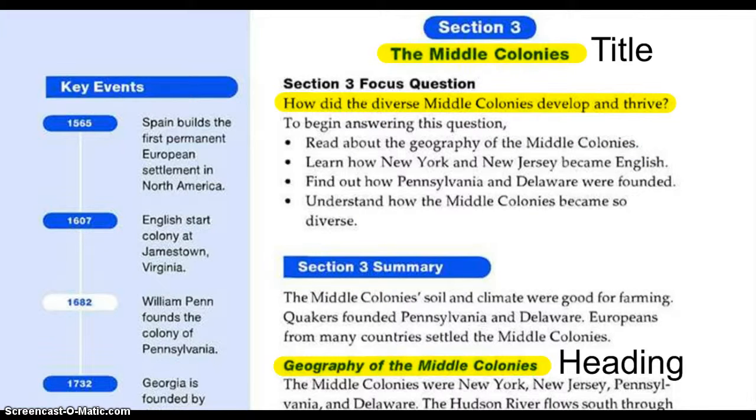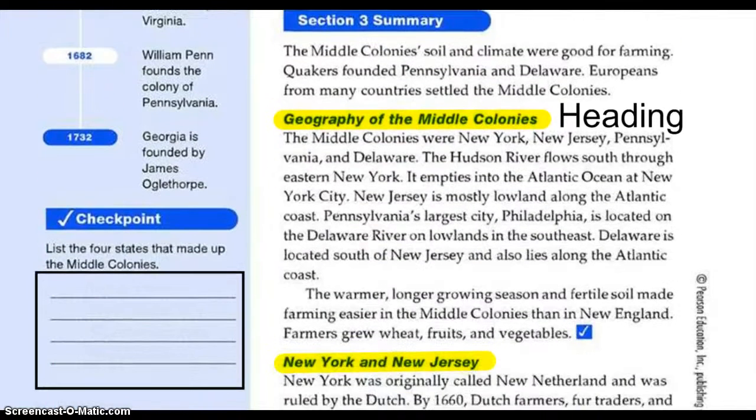Okay, so now we're going to go on to the next section, starting right here where it says the Middle Colonies. The Middle Colonies' soil and climate were good for farming. Quakers founded Pennsylvania and Delaware. Europeans from many countries settled the Middle Colonies. Geography of the Middle Colonies. The Middle Colonies were New York, New Jersey, Pennsylvania, and Delaware. The Hudson River flows south through eastern New York. It empties into the Atlantic Ocean at New York City.